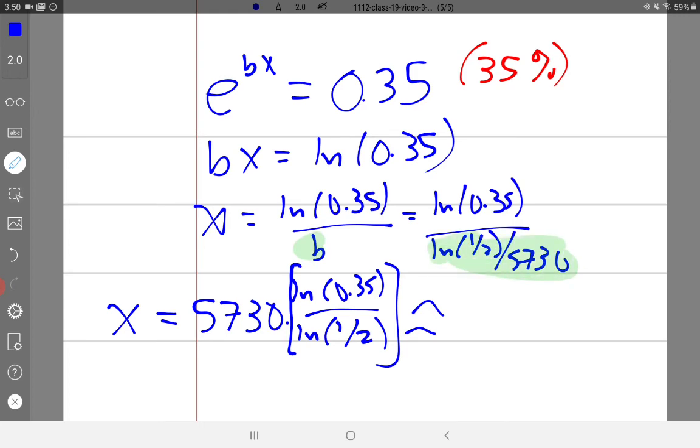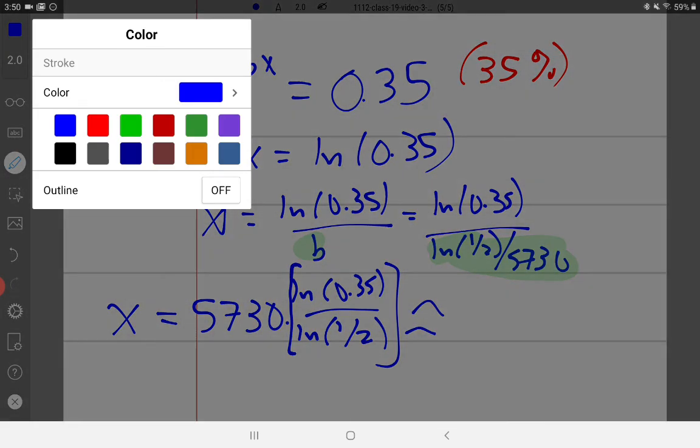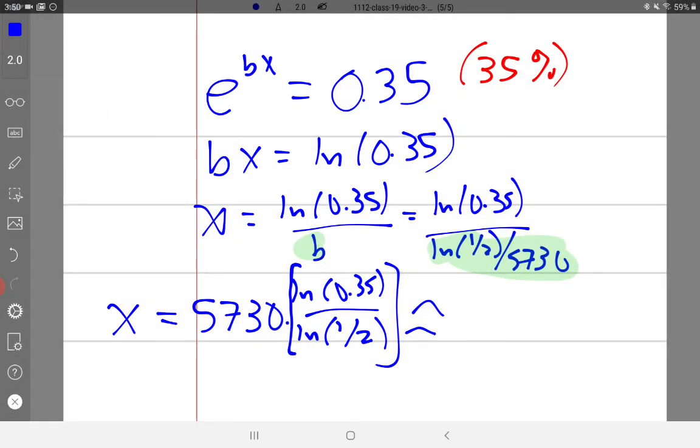I simplified a little bit on the next line, and then after crunching all those numbers, I find it to be around 8,678.5, so let's round up to 79. There's no reason to assume these are perfectly exact anyway, and that's years. This is the age of the fossil.